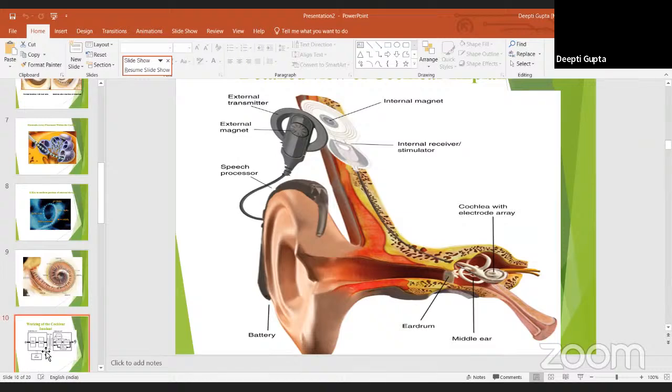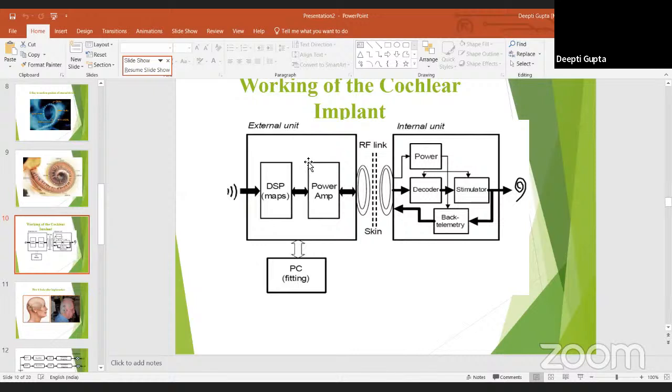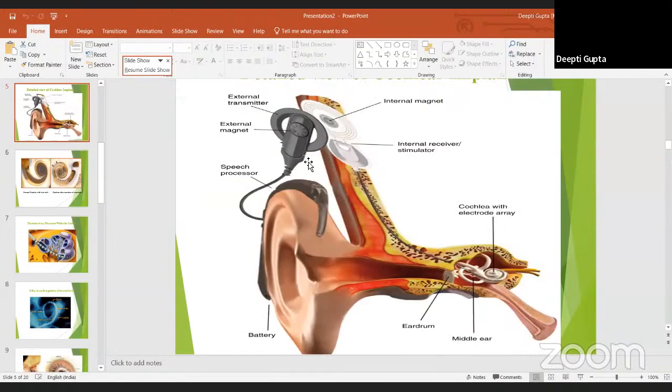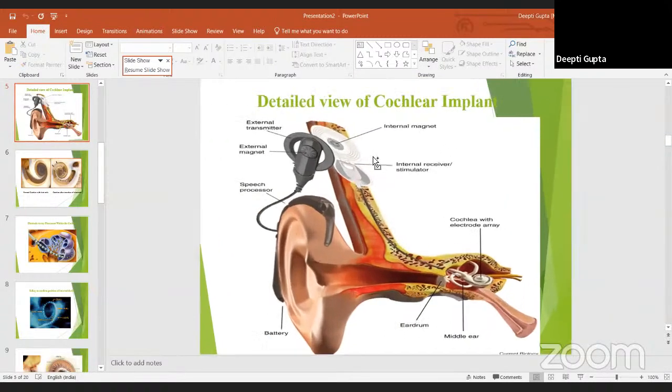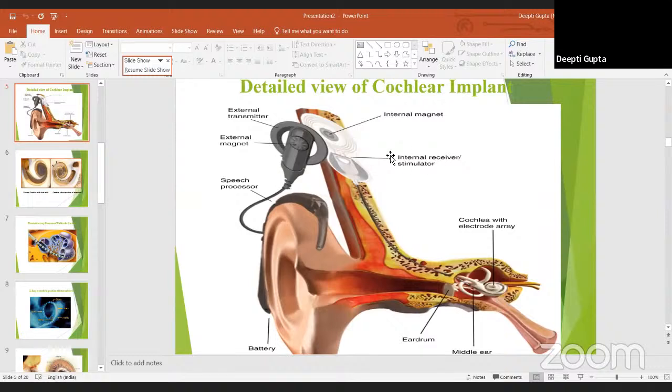From this picture, as I have told you, our cochlear implant has 2 parts: one external and one internal. So in the internal part, we have a digital signal processor. A little more explanation is required here. The microphone, as I have told you, picks up the sound and converts it into a digital signal through the processor.